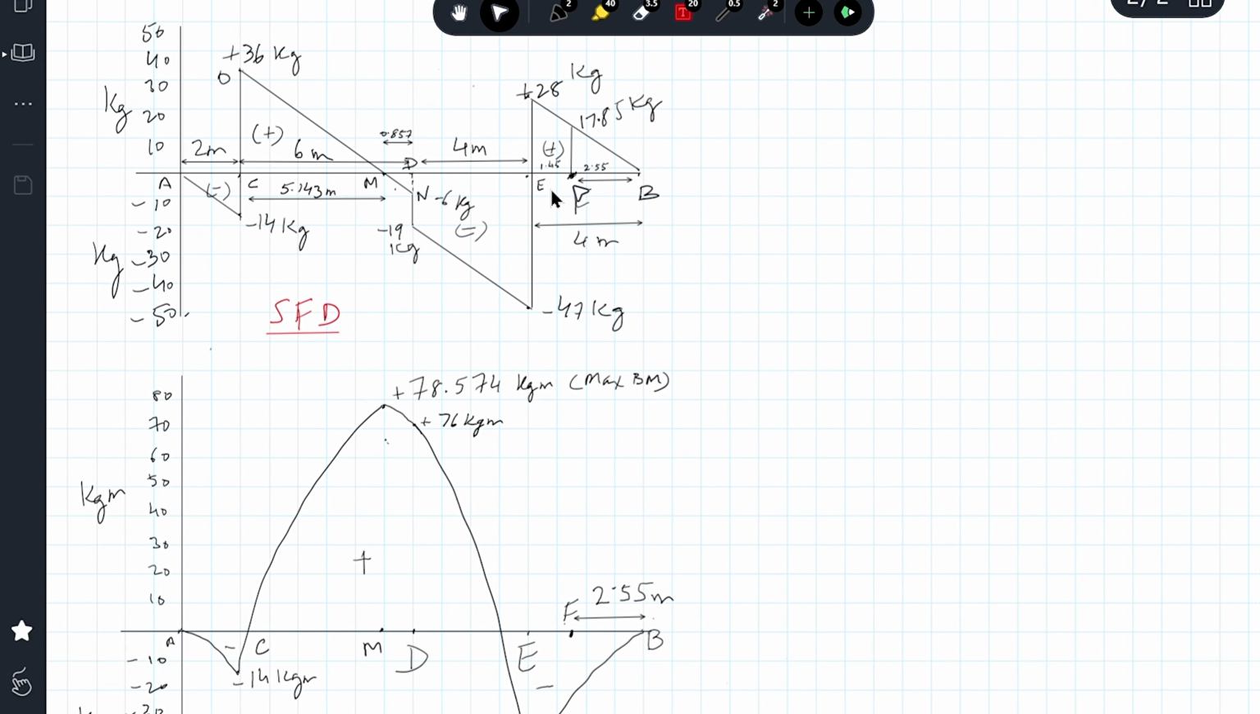And this will be 1.45, the height of this trapezium between the parallel sides, because the total is 4 meter and they have given 2.55 from end B. So 4 minus 2.55 will be 1.45. So we can just add the area of this trapezium to the BM value at E.